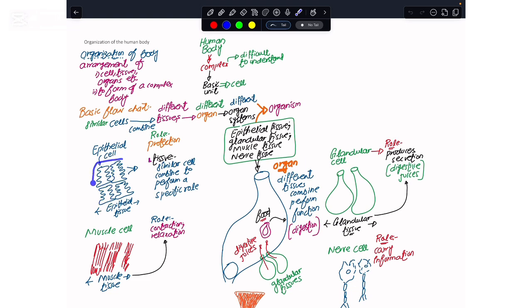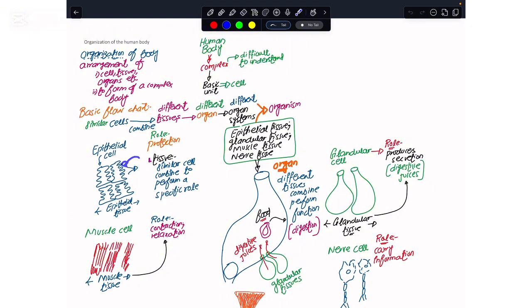When all these epithelial cells combine together, they make the epithelial tissue, and the epithelial tissue has the same role as the epithelial cell: it again provides protection to the inner linings of your organs. So you need to have an idea that this is the epithelial cell, and when they combine together, this is epithelial tissue.